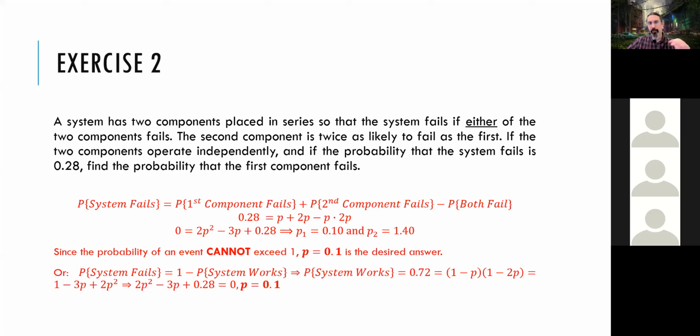Okay, so 0.28, our probability of the system failing, will be equal to P plus 2P minus P times 2P. Why? Because we know that there's a probability that the first component fails, which is P, and there's a probability that the second component fails. But these events also have the other component failing in them as well. It doesn't have to be like that, but it's just contained in there. So it's contained twice in here.